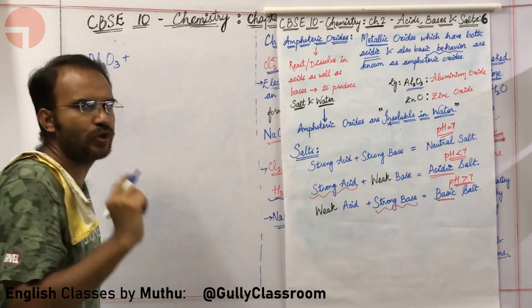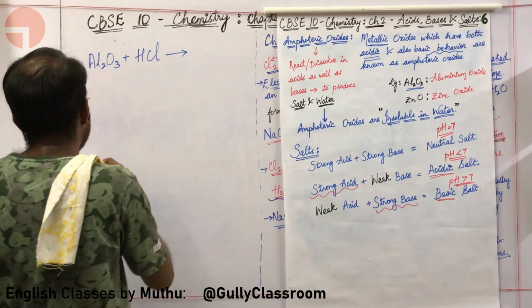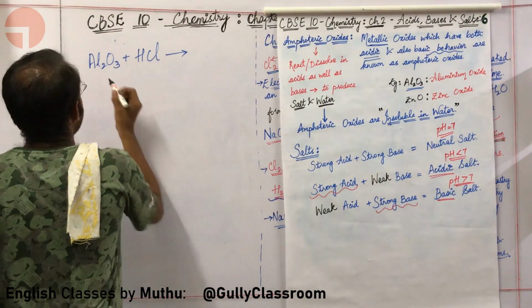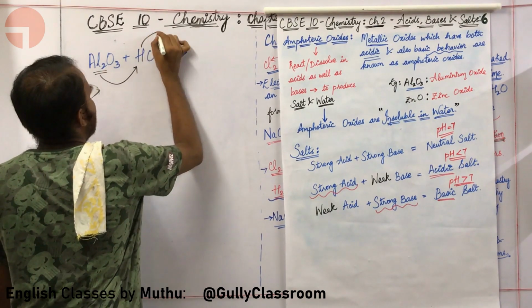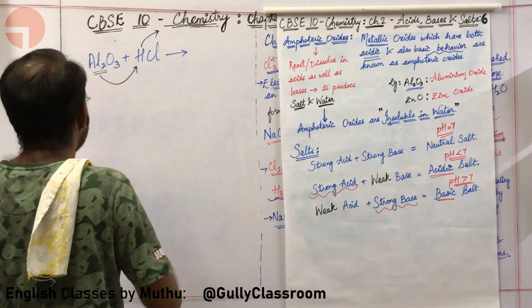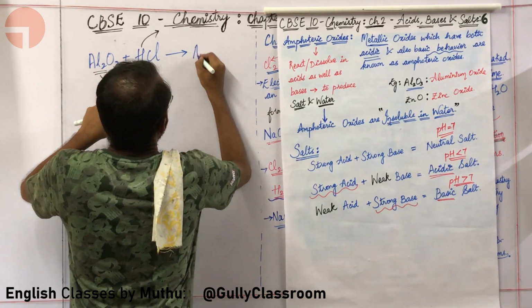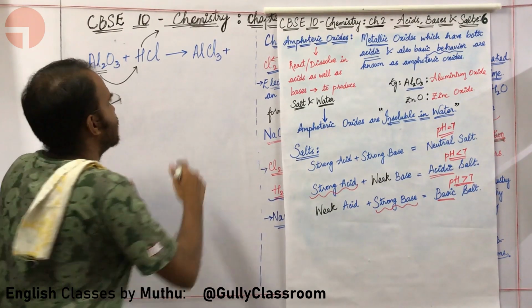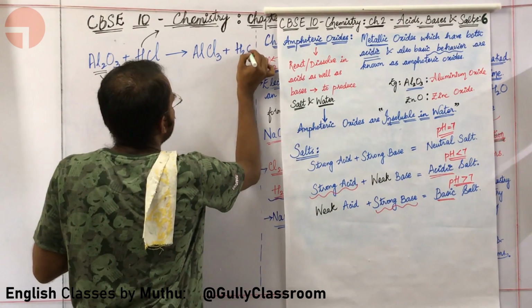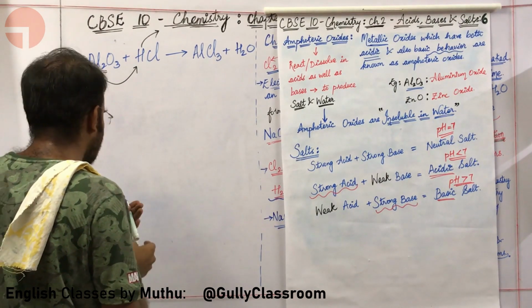I am going to put aluminium oxide with hydrochloric acid. Here aluminium is more reactive than hydrogen. Aluminium will replace hydrogen from this particular compound. So you will get AlCl3. AlCl3 plus what else will you get sir? You will get H2O.